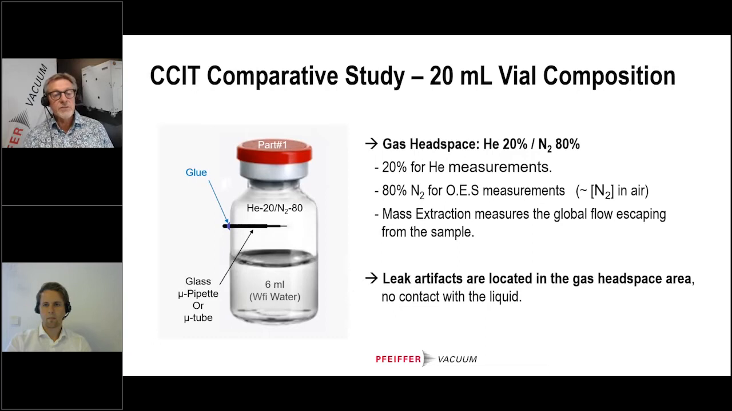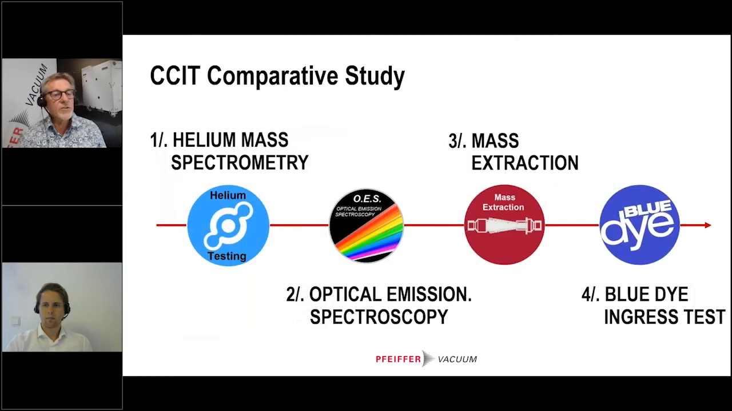So that allows the detection of helium using the 20% helium, and the detection with OES tracking the 80% nitrogen, and mass extraction is measuring the global flow escaping from the sample. So we don't care what the gas is we want to detect, we measure everything. And as I mentioned, the leak artifacts are located in the gas headspace, no contact with the liquid, because as I will show you, this has an impact on the sensitivity of your blue dye.